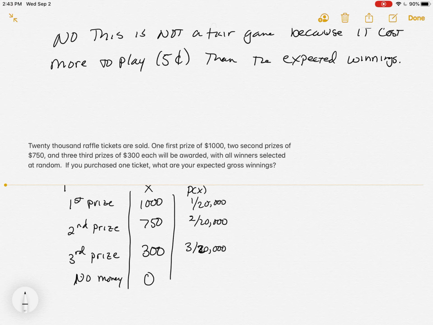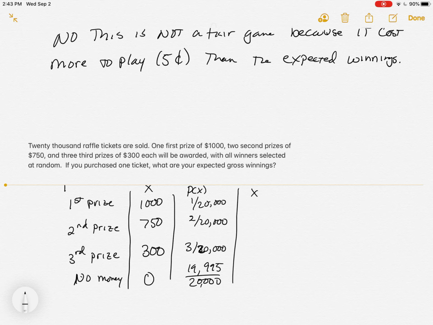Where did I get 20,000? It's the number of raffle tickets that were sold, one of which is going to be the first prize one, 2 of which are going to be second, and 3 of which are going to be the third place one. So if you look at 20,000 minus 5, there are 19,995 tickets that are not going to get any prize.